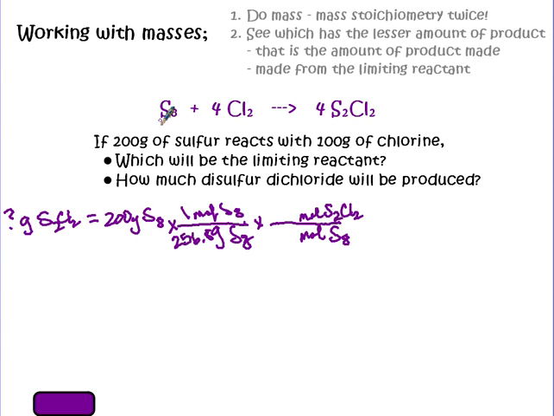So I look at the coefficient for S8, and that's 1. And I look at the coefficient for my disulfur dichloride, that's a 4. Last step, since we're working in masses, let's find out how much this is going to weigh. So I'm going to put 1 mole of disulfur dichloride on the bottom, and on the top I'll change it to grams. That is 135.2 grams.